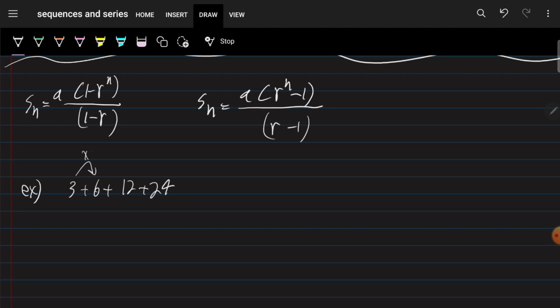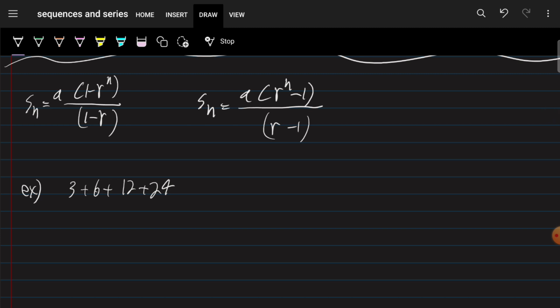Because the common ratio for all of the terms in order to go to the next term is 2. You have to multiply by 2. And it's finite because it ends. So in order to find the sum of the first 4 terms here, we can have more terms or less terms. I've just picked 4 terms here.